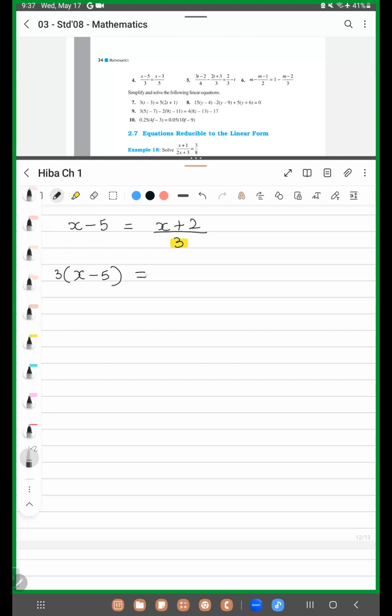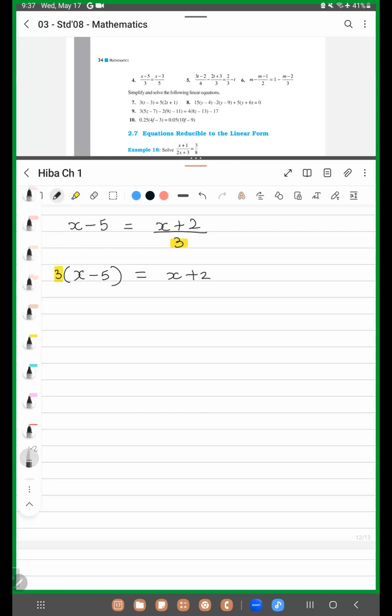3 multiplied by x minus 5 equals x plus 2 by 3 into 3. So ये 3 3 कैंसिल हो जाता है, इसलिए हम इसको लिखते नहीं है. सो शॉर्ट में बोले तो ये जो 3 है ये ट्रांसपोज हो गया। याद है आपको ट्रांसपोजिशन मेथड हमने पढ़ा था? So this 3 went to the other side.